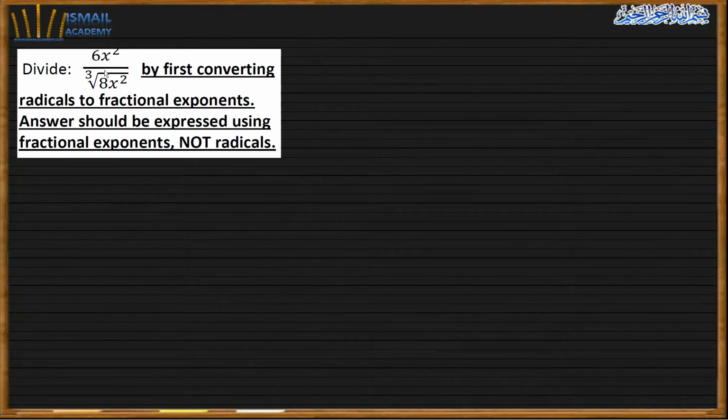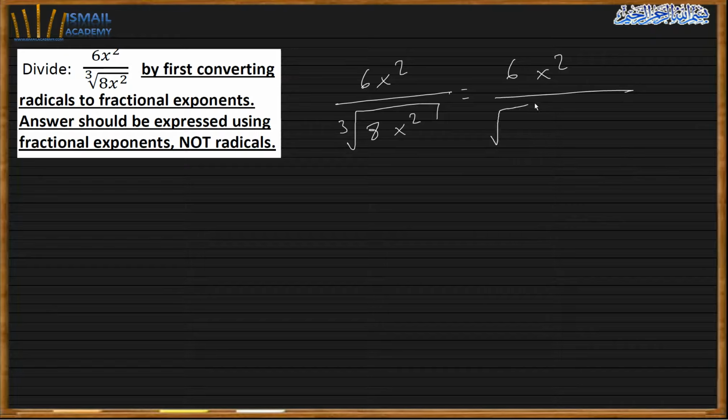So here they ask me to convert this into radical. First convert into fraction exponent, then the answer should be using fraction exponent. So here I have 6x squared over root cube of 8x squared. So first thing what I do, this is what I do personally. I split this number by themselves and this by themselves.